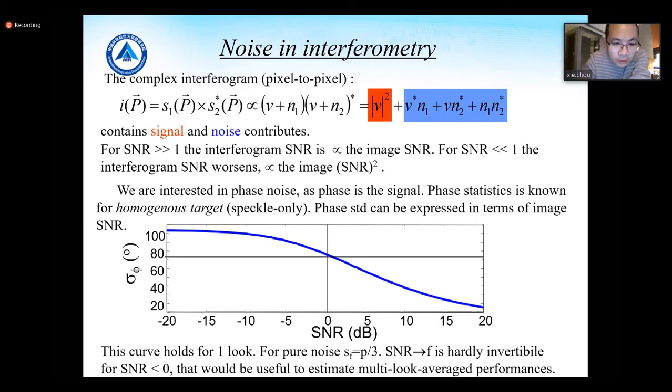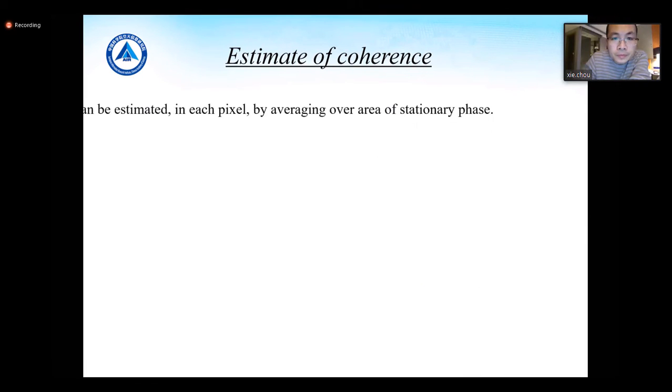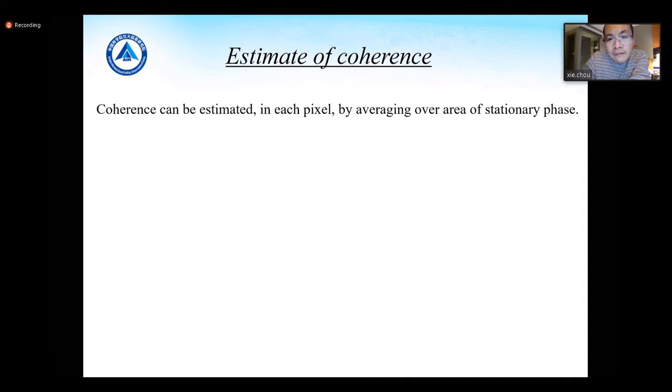The Cramér-Rao bound holds for one look. For pure noise, SNR is hardly invertible. That would be useful to estimate multi-look averaged performance. Coherence can also be estimated in each pixel by averaging over an area of stationary phase.